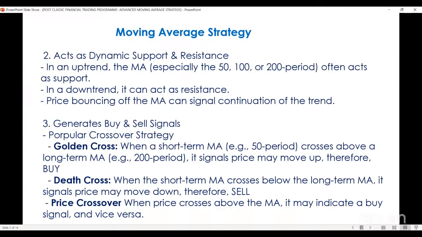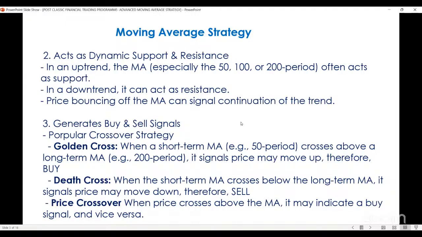Now, what does it do also? Number two, it acts as a dynamic support and resistance to price. In an uptrend, the moving averages, especially those of 50, 100, 200 periods, often act as support. In a downward trend, they can act as resistance. That means price will be bouncing off the MAs when it's going up or going down.